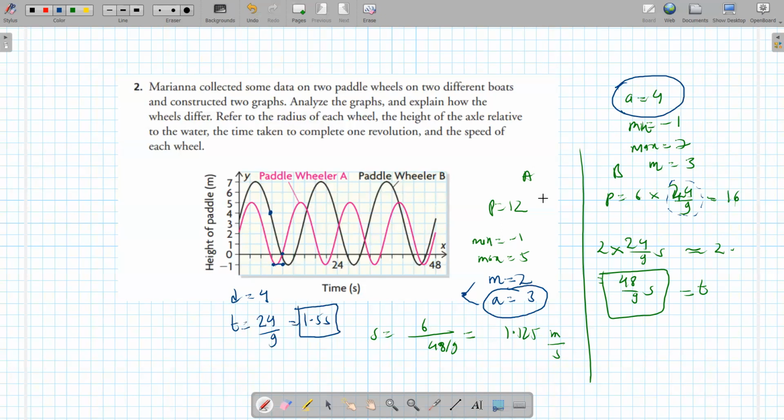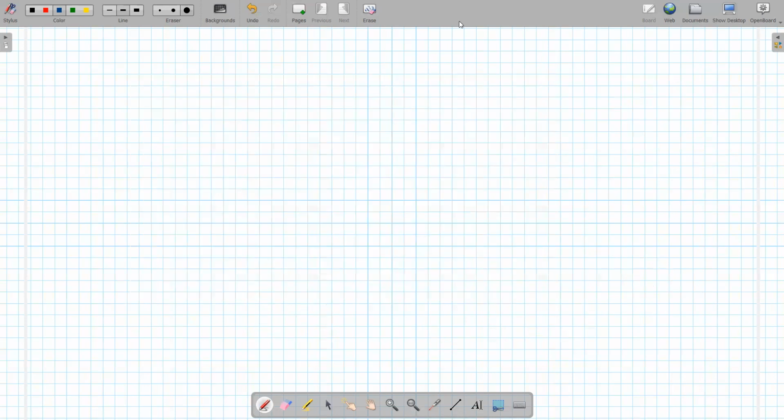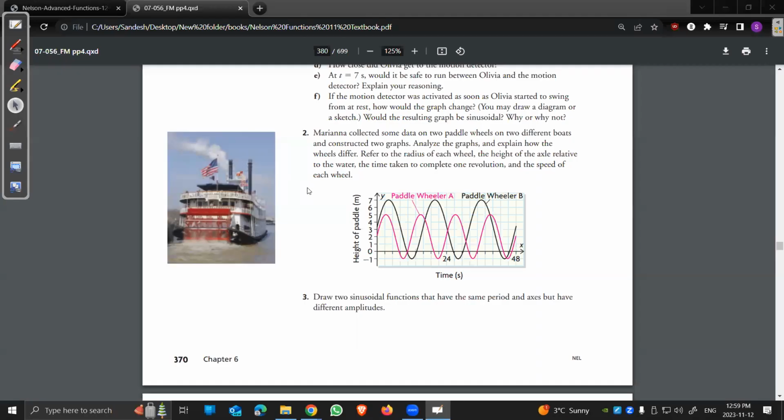And that is it for this question. Sinusoidal stuff, not that difficult. We're just looking at maps, graphs.